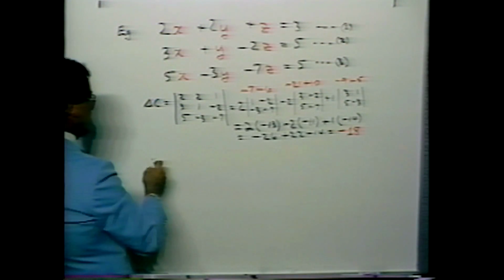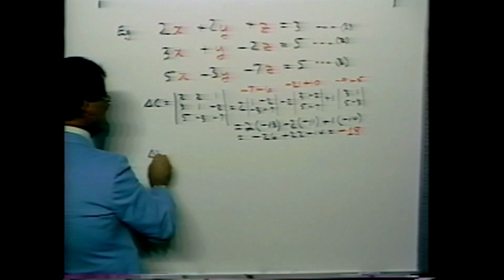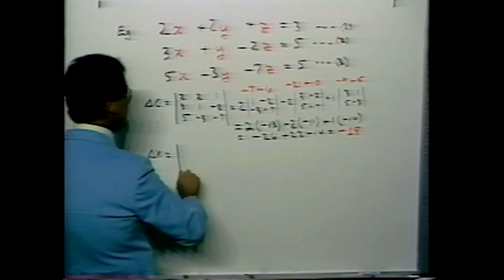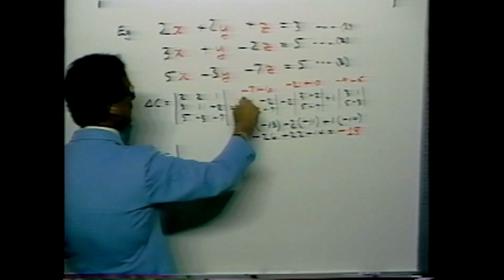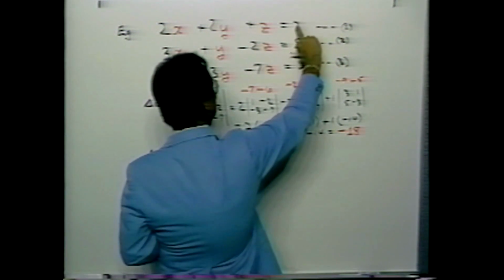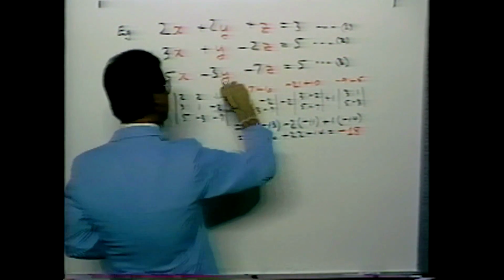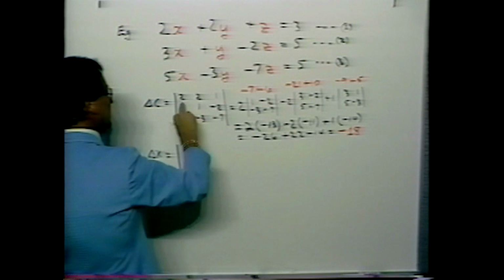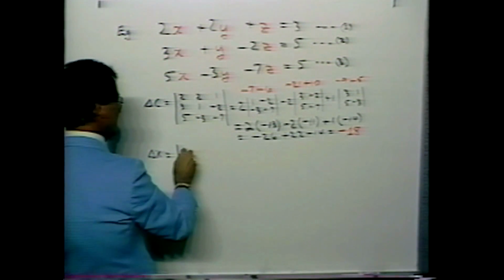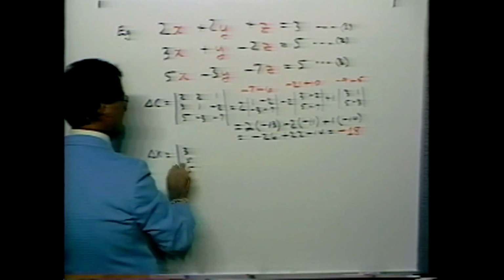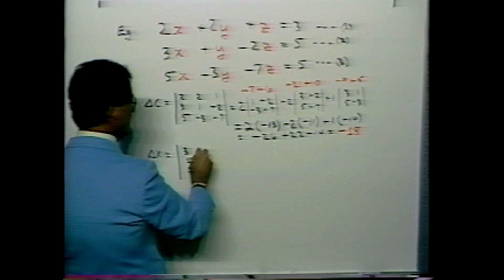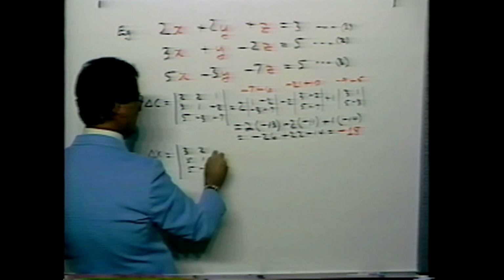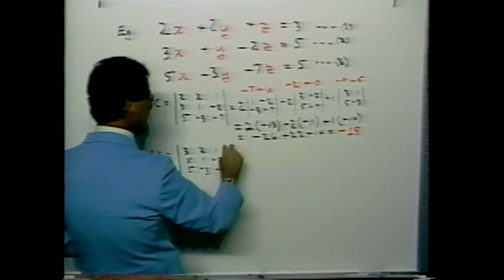Now, what is delta X equal to? Delta X is equal to the arrangement of 9 numbers that you get when you take the constants and put them in the X column of delta C. So we put 3, 5, 5 there, 2, 1 minus 3 there, 1 minus 2 minus 7 there.